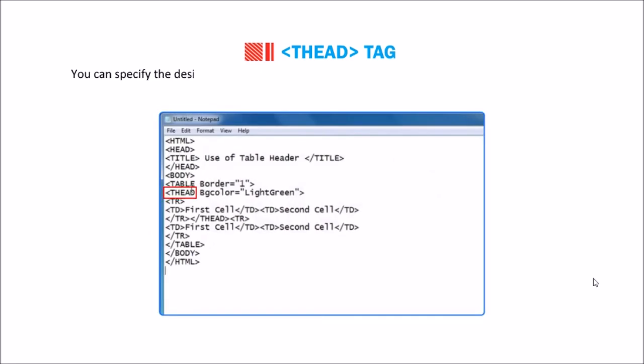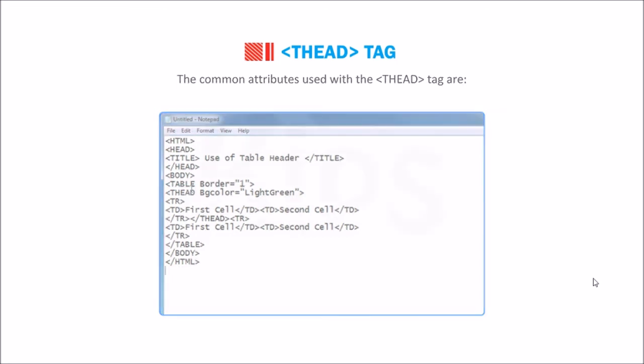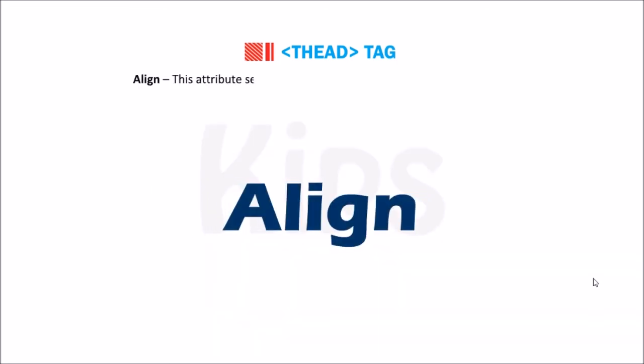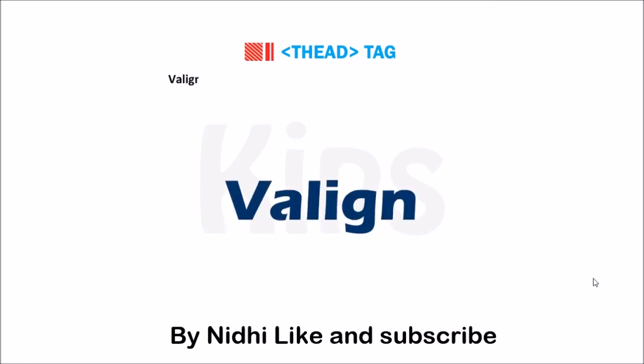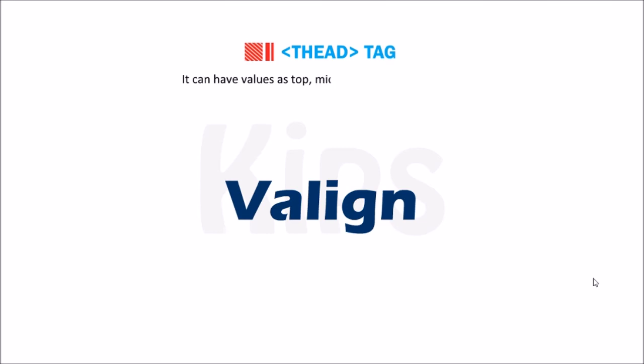You can specify the desired settings for the multiple table header rows through various attributes defined in the THEAD tag. The common attributes used with the THEAD tag are Align. This attribute sets the horizontal alignment of cells in the header. The possible values are left, center, right, and justify. VAlign. It sets the vertical alignment of cells in the header. It can have values as top, middle, bottom, or baseline.